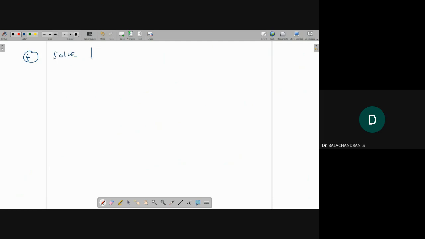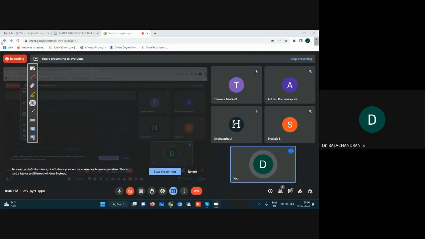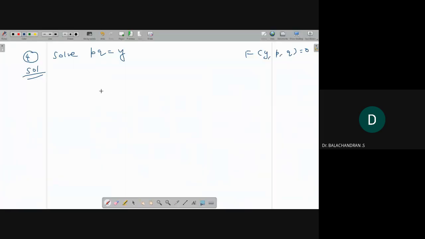Solve pq equal to y. Actually, this is a function of y, p, q equal to 0. Solution. So here, in the previous problem, for a function of x, p, q, we took q equal to a. Here, in a function of y, p, q, you should take p equal to a. This is equation number 1.